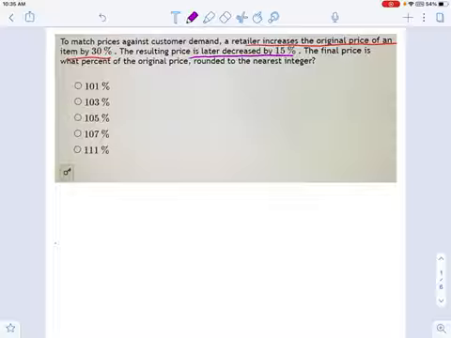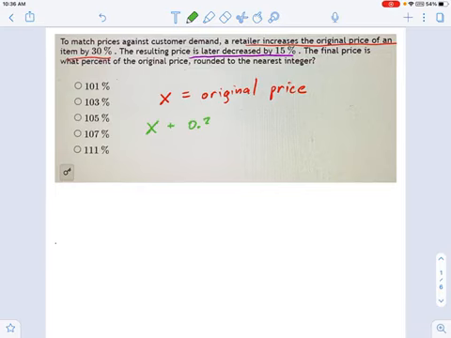Here's how we walk through that. First, let's say the original price is X. Okay, so X equals the original price. I have no idea what that is, and I probably will not figure it out in this problem. But I can say that a 30% increase looks like this. It's plus 30%. So in other words, you can think of it like this: X plus 0.30 times X, right? There's my 30% increase right there.